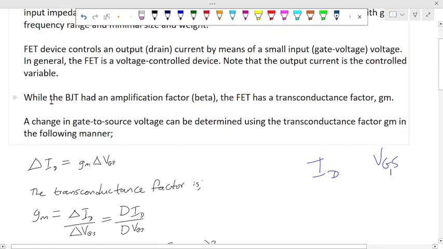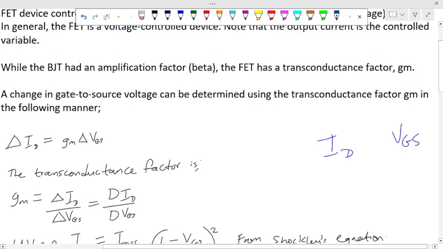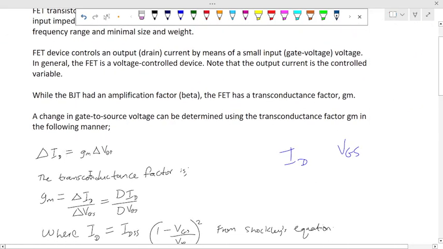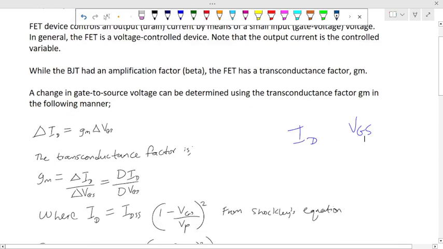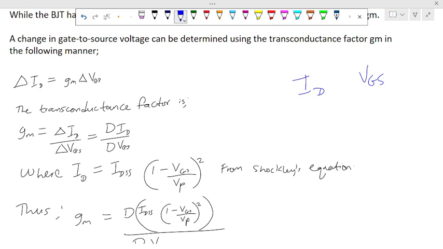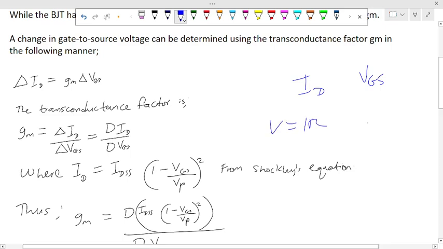Now, while the BJT had an amplification factor of beta, the FET has a transconductance factor gm. Of course, conductance is kind of the inverse, and we use transconductance because in this case we are now having current over voltage. Note that from Ohm's law, V equals what? IR, right? And when you make R the subject of the formula, you have V over I.